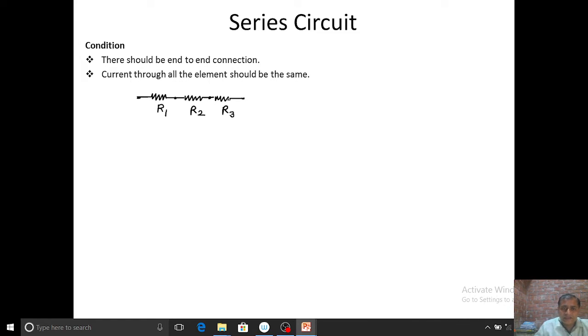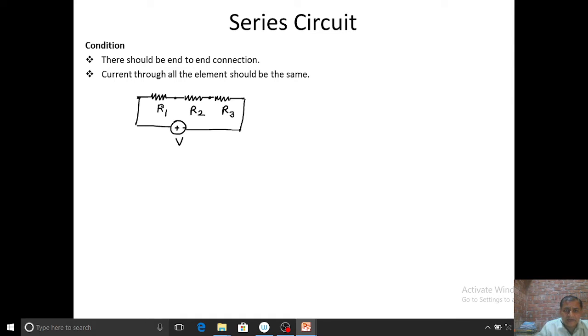Here the three resistors are connected in series, and these three resistors are connected to a V voltage supply, like this one. This is the positive and negative of the V volt supply. This V volt supply drives a current through R1, R2, and R3, which are connected in series.